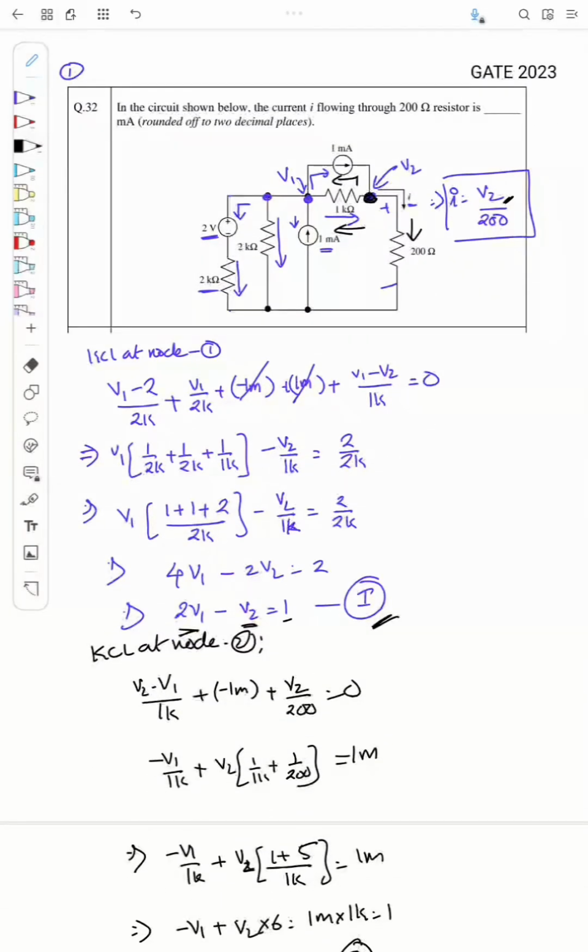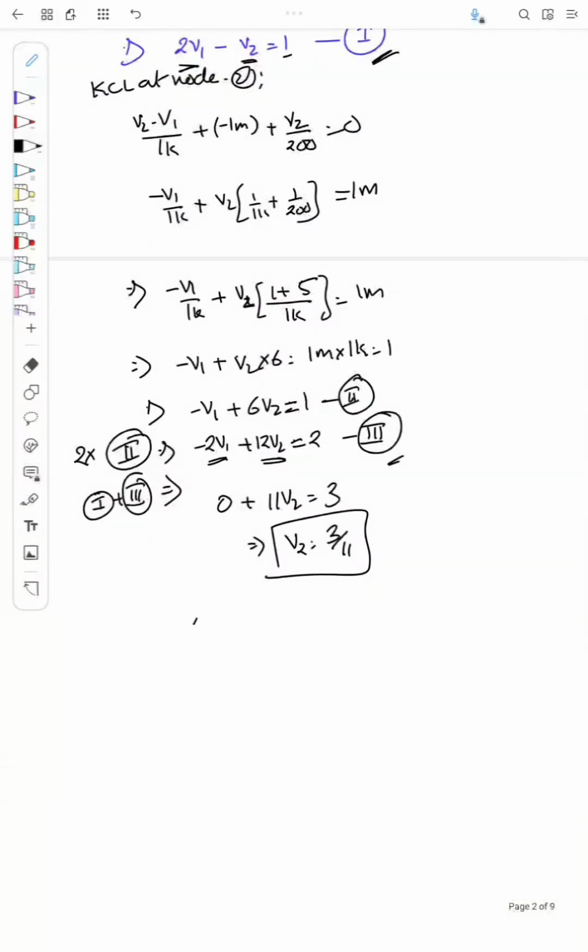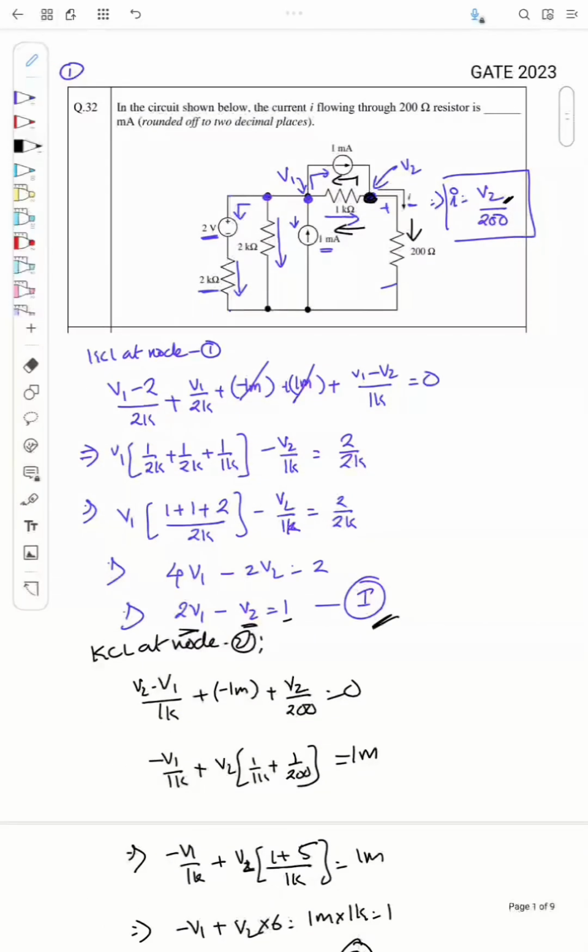Alright, the question is to find I. I is equal to V2 by 200, which is 3 by 11 by 200, or 3 by 2200. If I compute this, the value is 0.00136. The question asks for milliampere, so this is equal to 1.36 milliampere. So the answer is 1.36 milli.